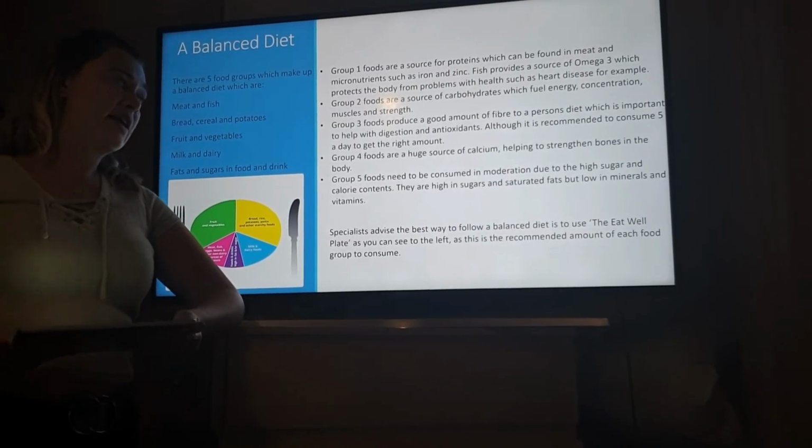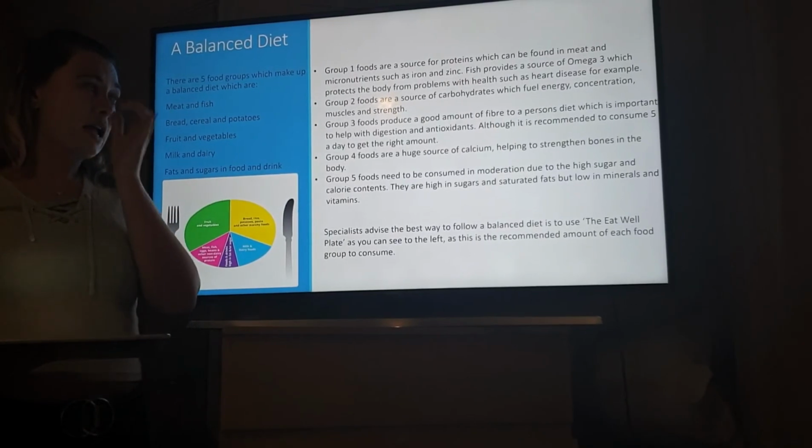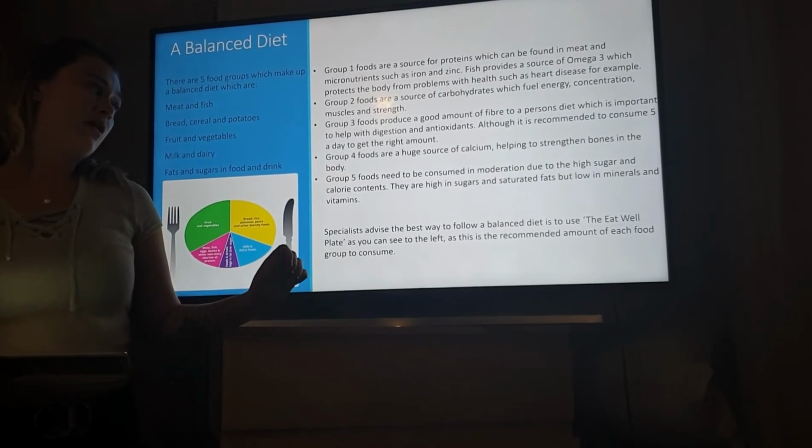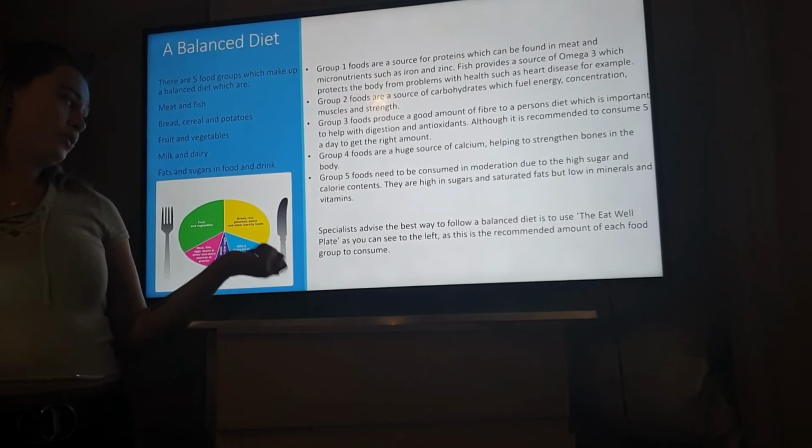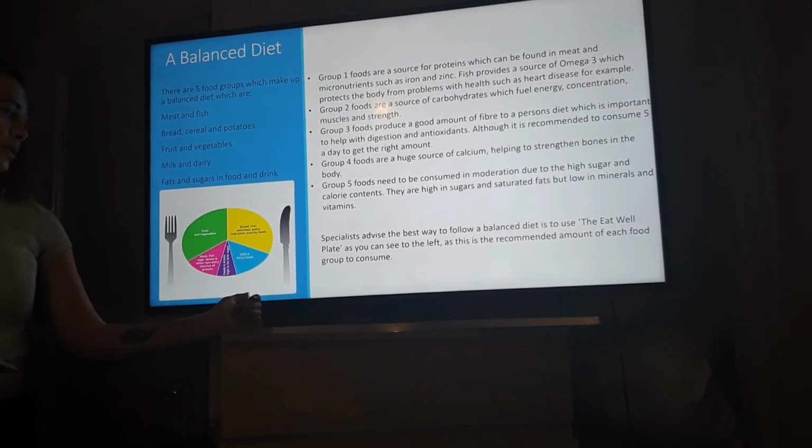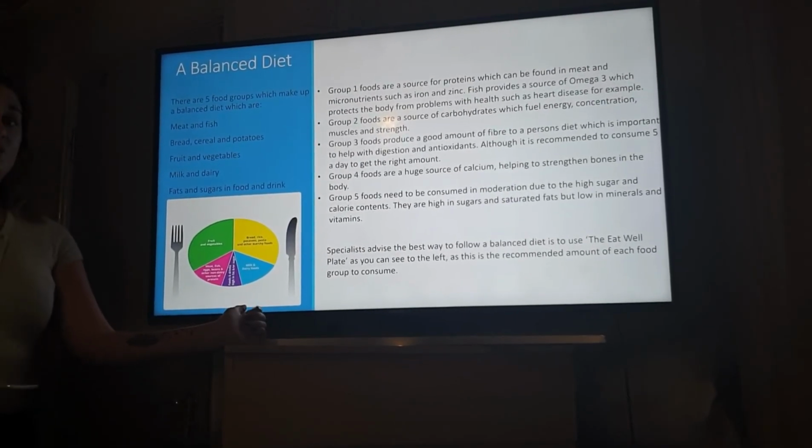The specialists say the best way to follow this is to use the Eat Well plate, as you can see here to the left, which is showing how much of each food group you should consume.